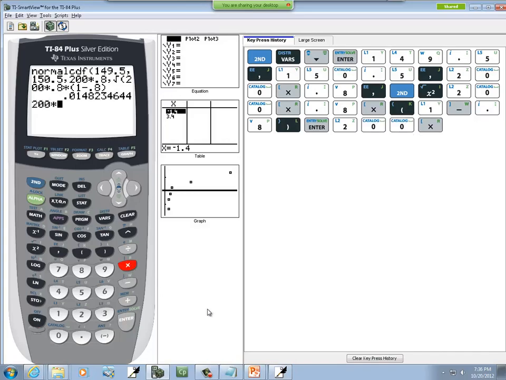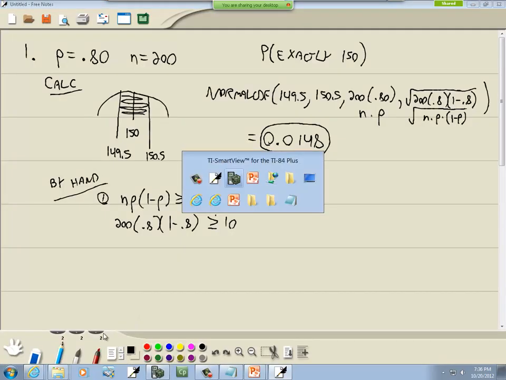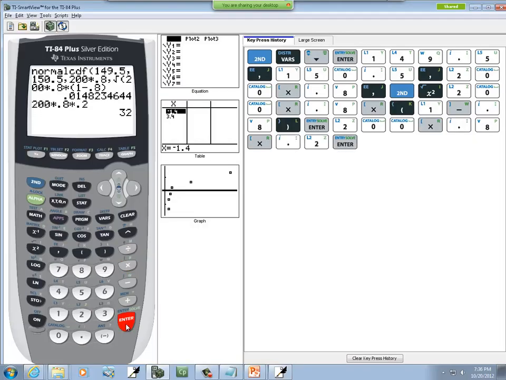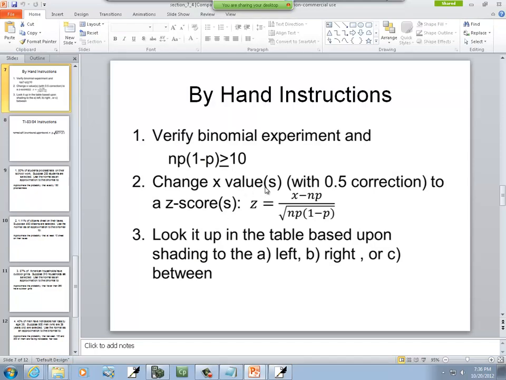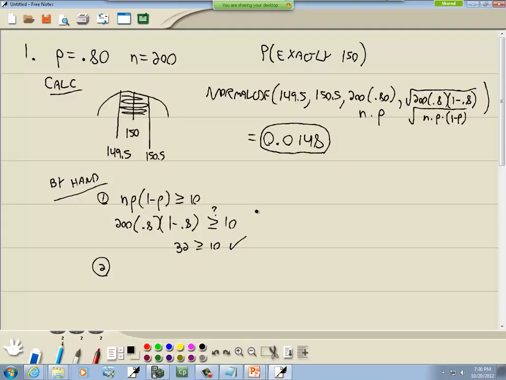I made most of my n's pretty big, so I wouldn't have to worry about that. 0.8 times 1 minus 0.8 is 0.2. And we get 32, which is greater than 10, so yes, that's okay. Second step is change your x values with a 0.5 correction to a z-score. Well, our x values are up there. So we got x is equal to 149.5, and x is equal to 150.5. Keep in mind, n is 200, and p is equal to 0.80.